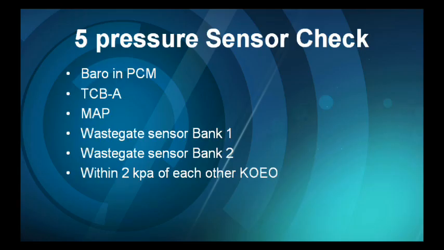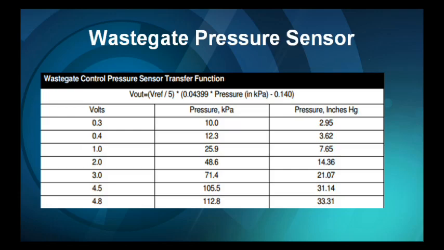Now obviously if you're a naturally aspirated late model Ford engine, you may only have baro pressure and manifold pressure. But most of the naturally aspirated Ford engines have mass airflow sensors. So we're typically talking about forced induction EcoBoost, which could have up to 5 different pressure sensors. There's our wastegate pressure sensor, which we may have up to 2, the transfer function for it.